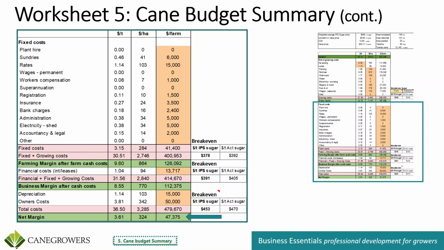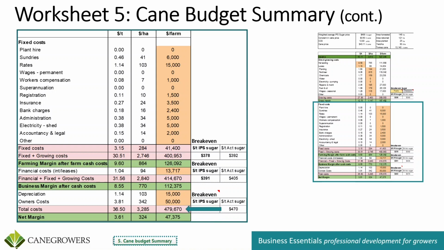The overall net margin is the bottom line for profitability. This is essentially the return or growth value for the business apportioned to the cane farming enterprise. This is not comparable to other farms, as each farm has different levels of debt, depreciation, and drawings.